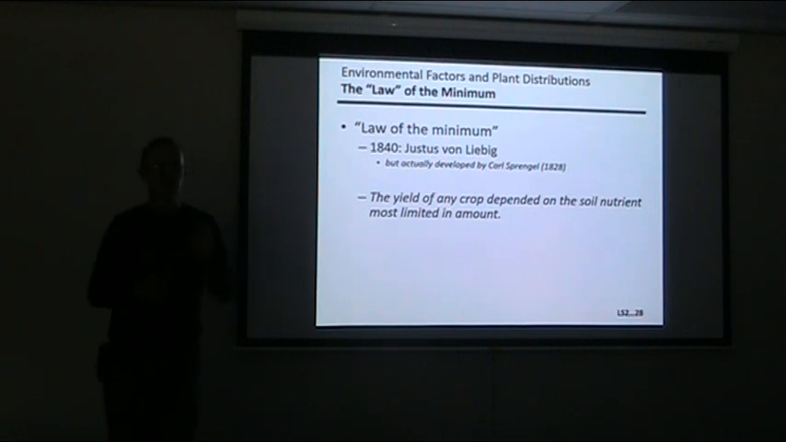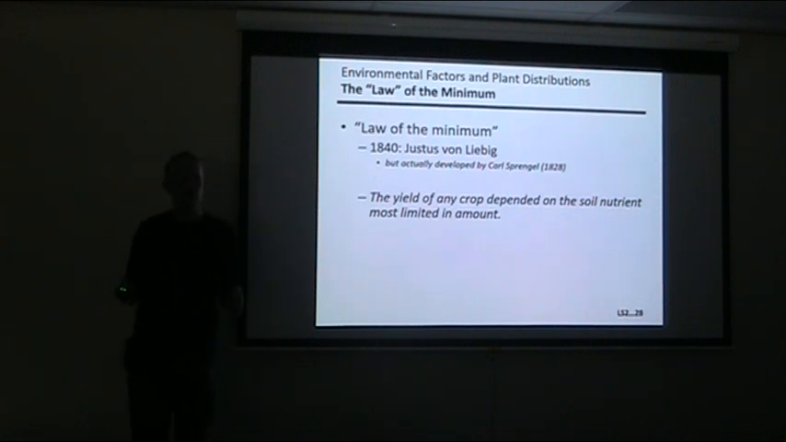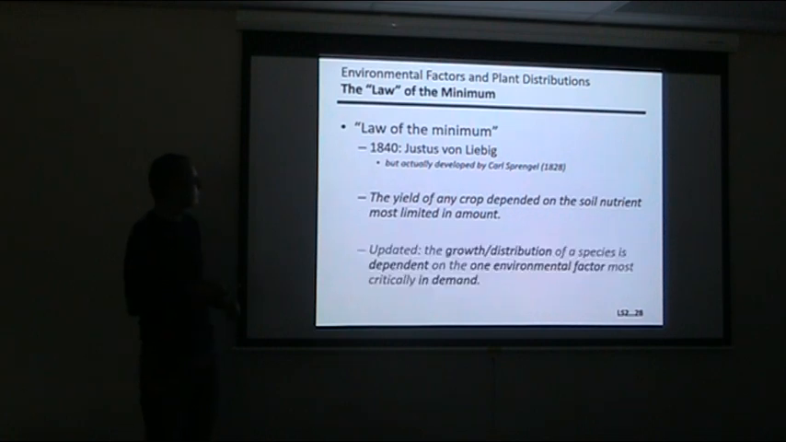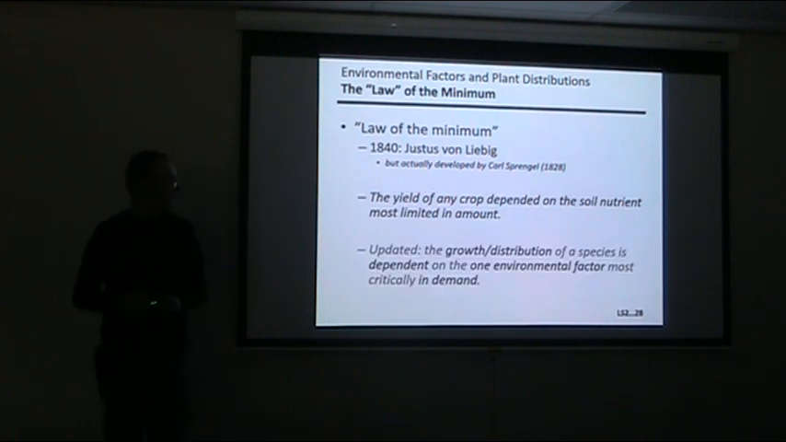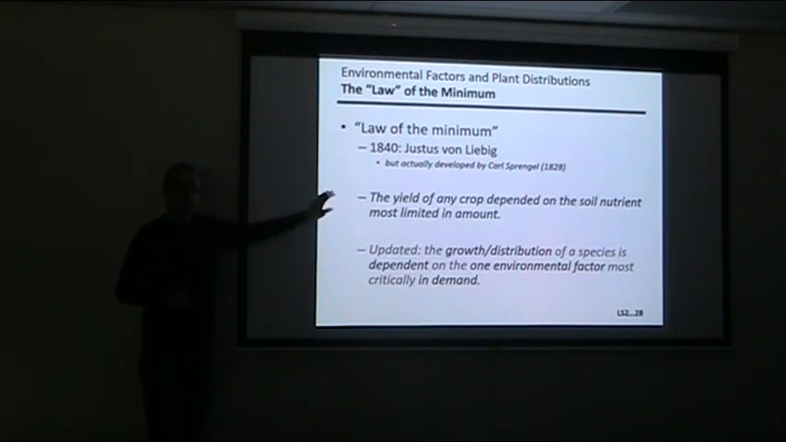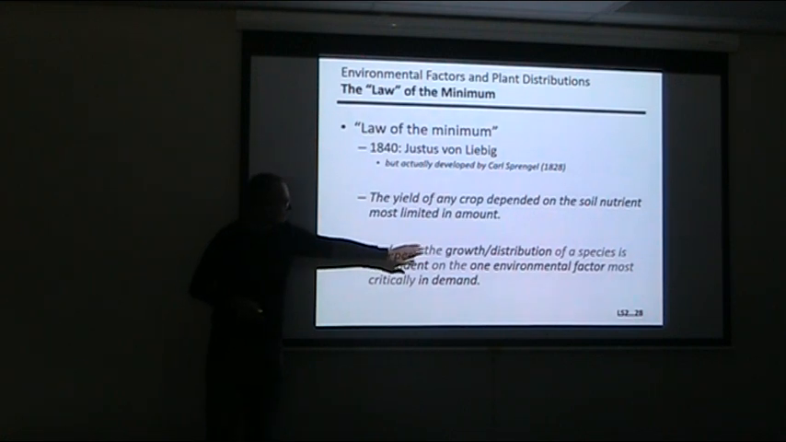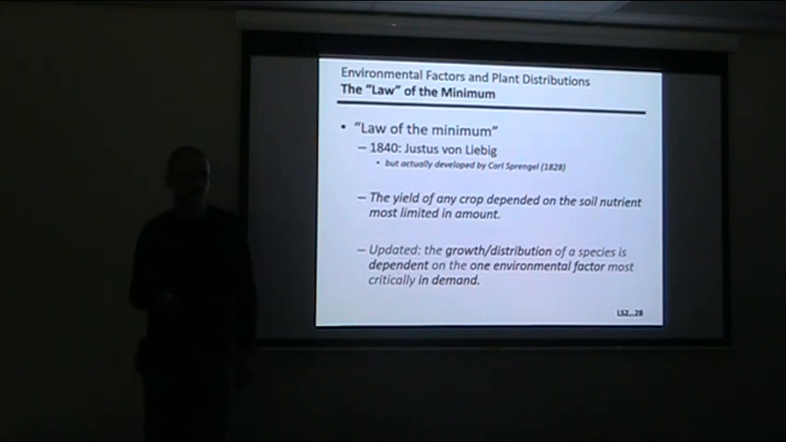Do you notice here, crops? So no issues with water. Usually, you're in an area that gets sufficient water, or if you're in an arid system, you have the ability to add water for irrigation. So you can see why water isn't considered, and why there's a focus on soils in this theory. There is an update to this, because this is focused on soils and crops: the growth and distribution of any species is dependent on that one environmental factor that is critically in demand.